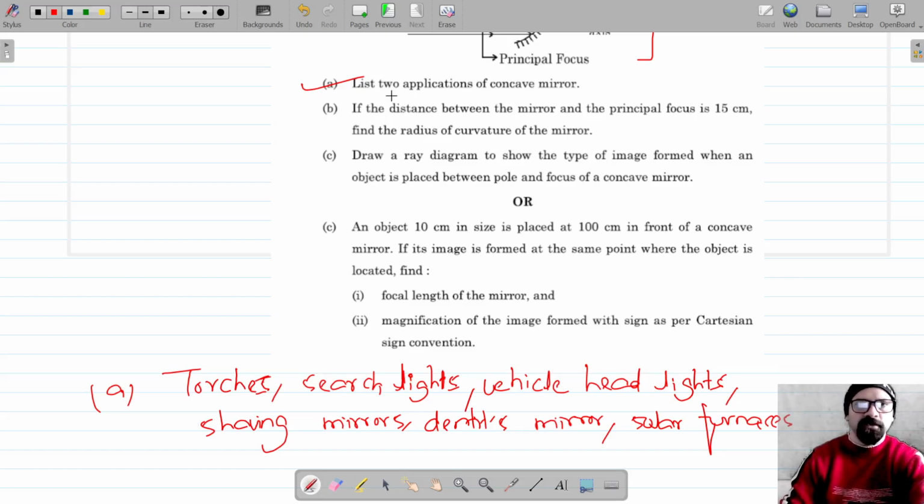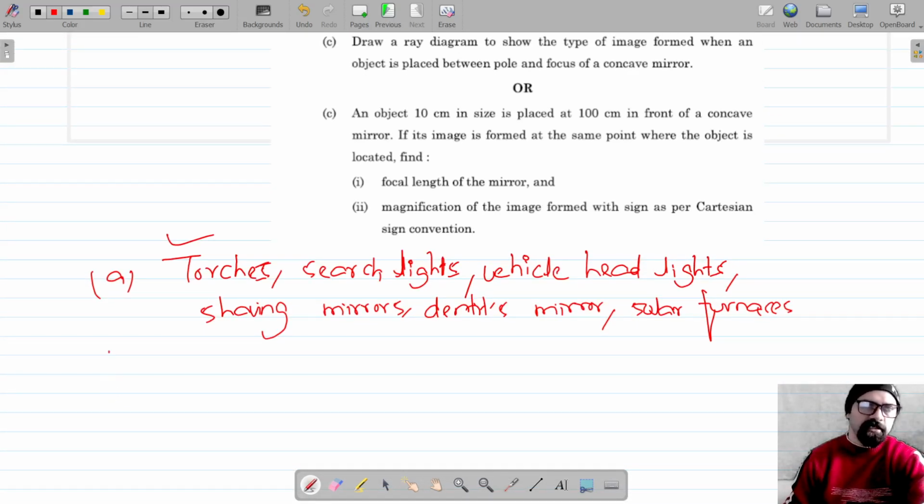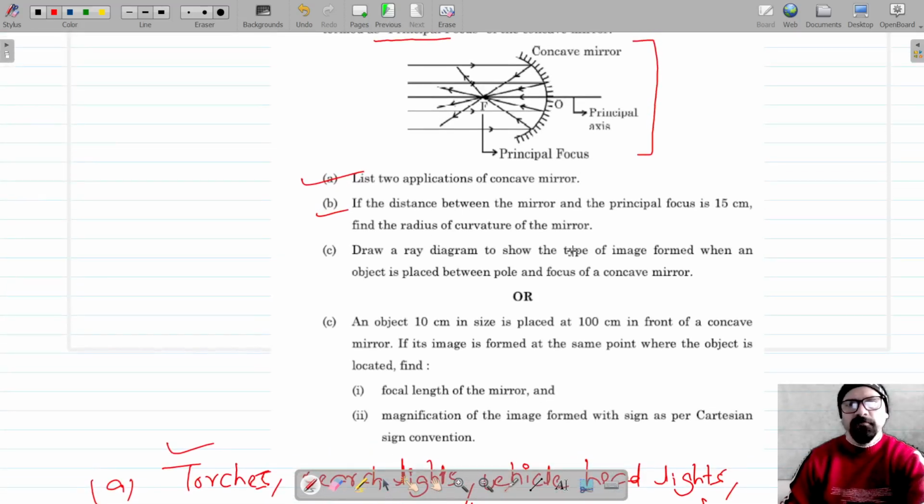So you have to give any two applications. I have listed five or six here. You can give any two of these. For part B, it's given that the distance between the mirror and the principal focus is 15 centimeter, find the radius of curvature.